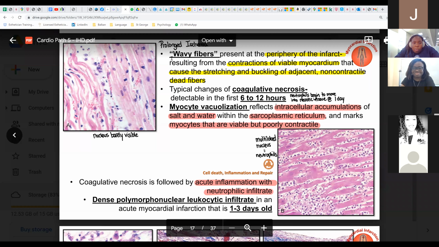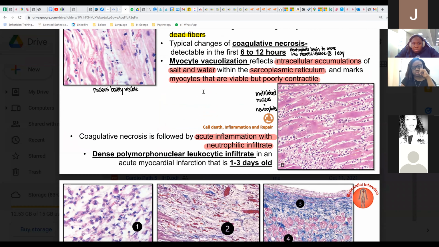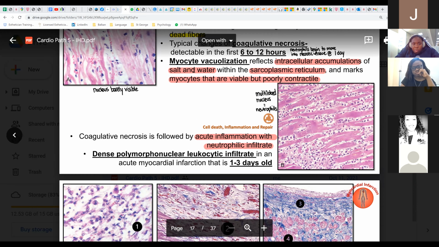Okay, so right. So here they're saying 6 to 12 hours. Honestly, it's more like 0 to 24, but you know, 6 to 12 hours for your exam. Okay, you can even have this vacuolization, which has to do with calcium and all of that stuff, but they're going to say salt and water within the sarcoplasmic reticulum. So the myocytes are vital, but they can't contract. And that's why you start to have issues with your heart after a while, and why people with MIs tend to have consistent MIs or even heart failure down the line, because now your myocytes are not as contractible as usual. And so they can end up getting dilated cardiomyopathy, right? Boom, connection there. So keep that stuff in mind.